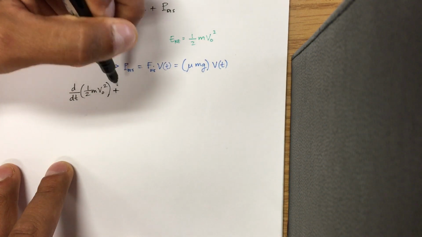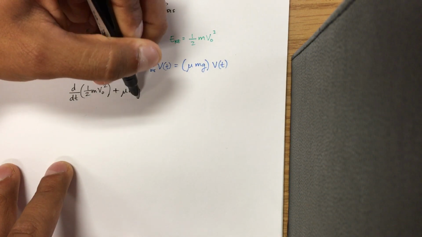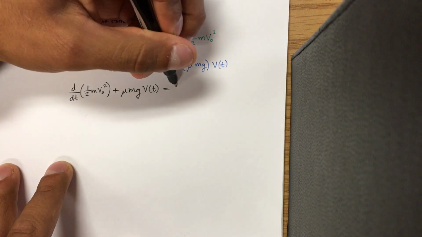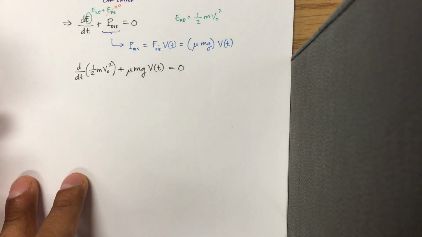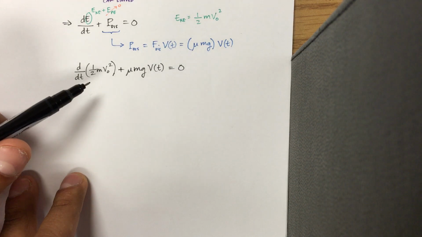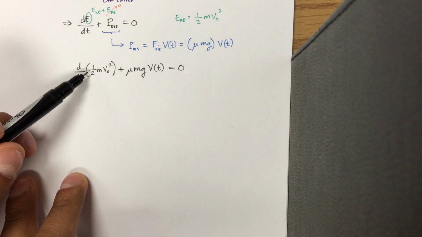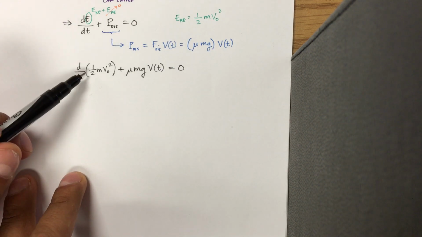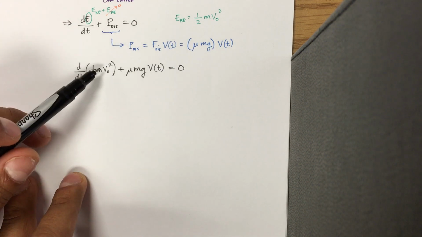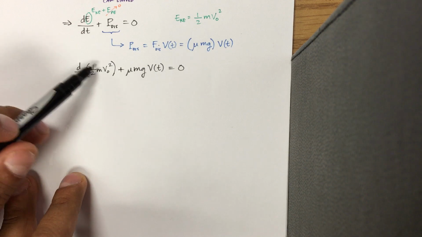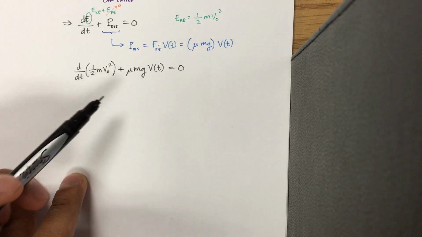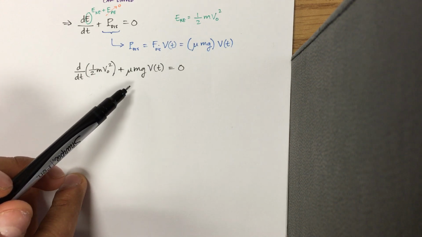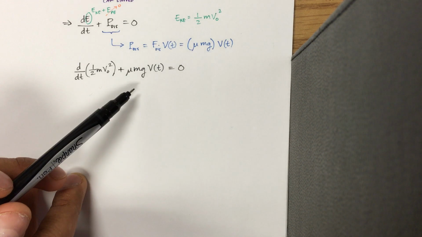Plus mu mg vt equal to 0. Okay. So what I need to carry out here is, unlike the first example that we did last class, we're not going to derive the equations of motion, but rather we're going to integrate the kinetic energy from time t1 to t2, and that's going to allow us to then solve for some amount of distance. That distance would be the length of the skid.